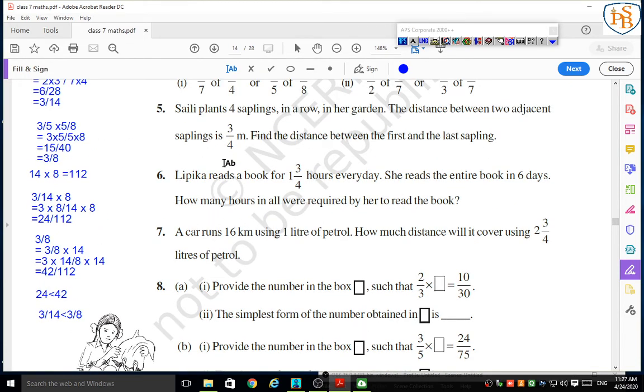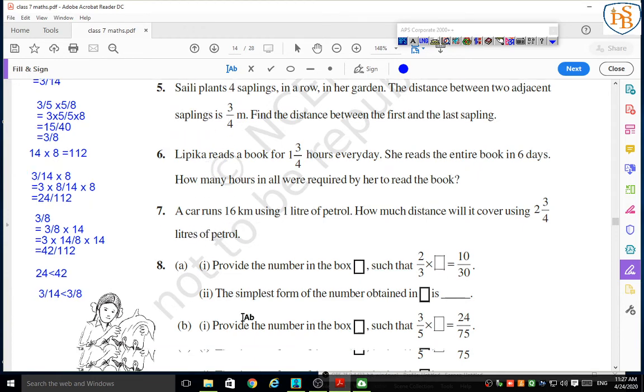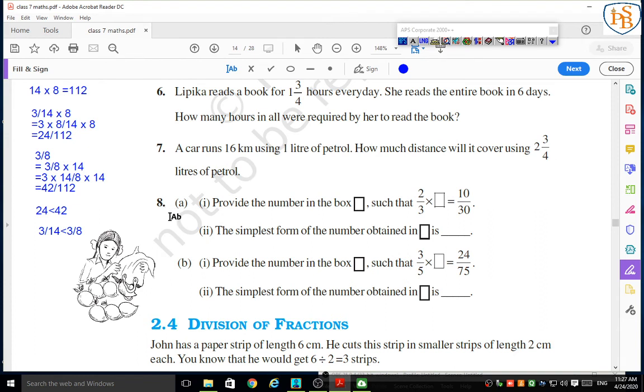Now the 5th, 6th, 7th are the word problems, and at the last of this exercise we are going to take these 5th, 6th, 7th word examples. But before that we are going to solve this 8th one. The first question: provide the number in the box such that 2 upon 3 into box is equal to 10 upon 30. So how can we convert that 2 into 10?